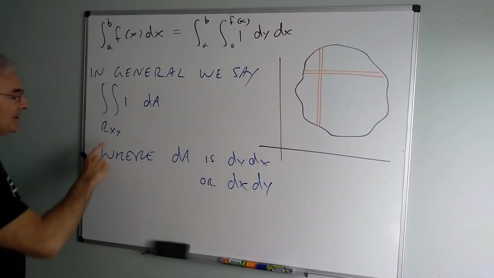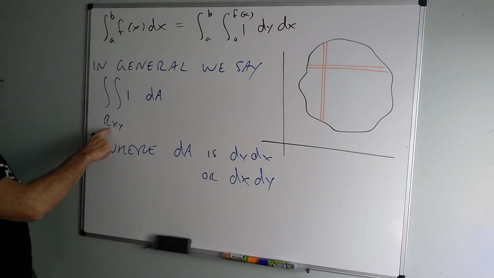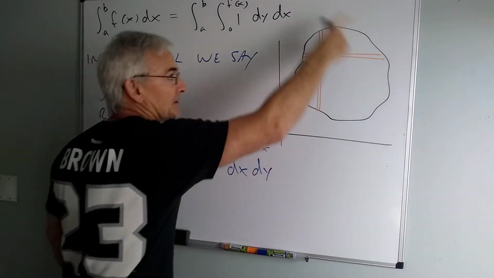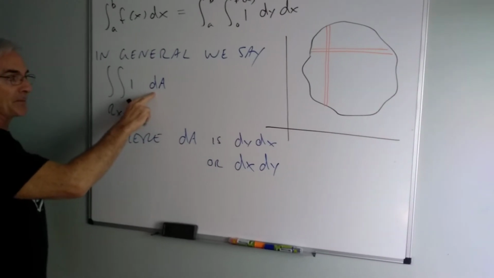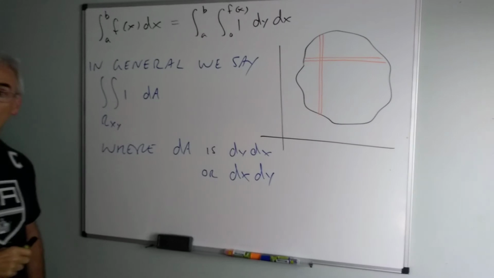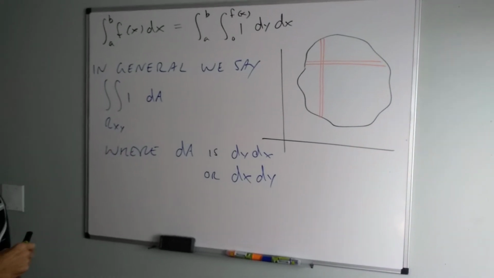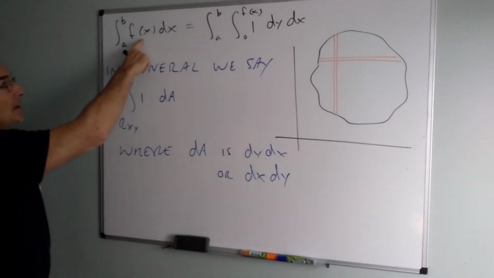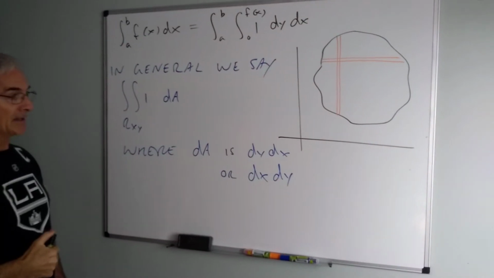So we generically say the integral over the region in the xy plane, that would be this region here, integrated with respect to dA, meaning dA is either dy dx or dx dy. You would choose it based on whichever one was easier to set up. Just like in Calculus 1, you'd decide whether you wanted to integrate with respect to x or with respect to y.